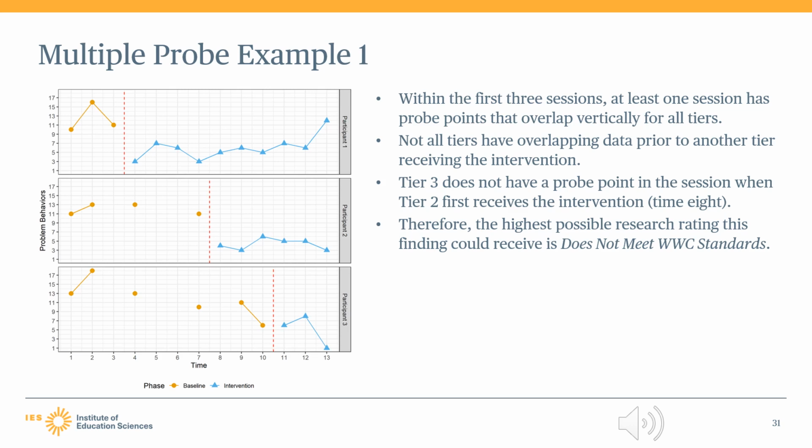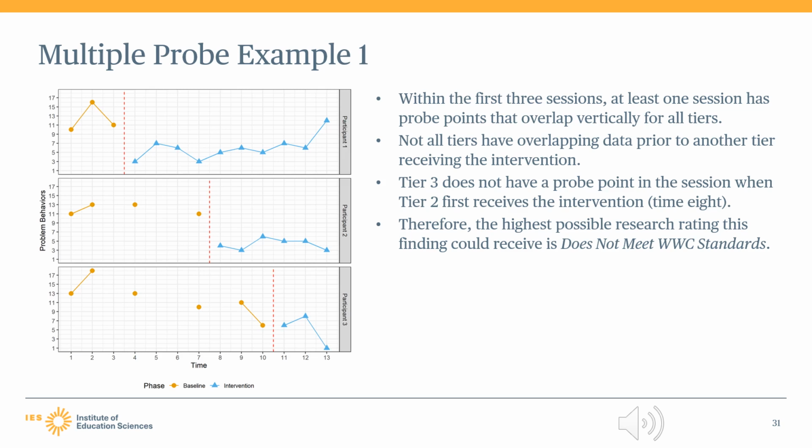However, let's continue on to the 3rd requirement for additional practice. Third, the design does not meet the criterion that each case not yet receiving the intervention has a probe point in the session where another case first receives the intervention. Although tiers 2 and 3 have a probe point at time 4, when tier 1 first receives the intervention, tier 3 does not have a baseline probe point at time 8, which is when tier 2 first received the intervention.